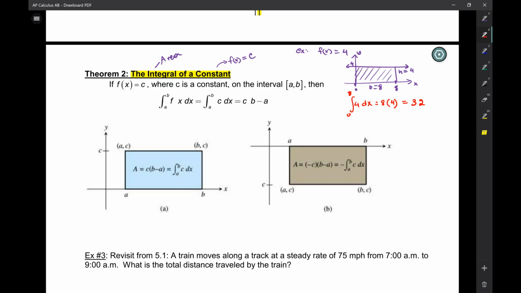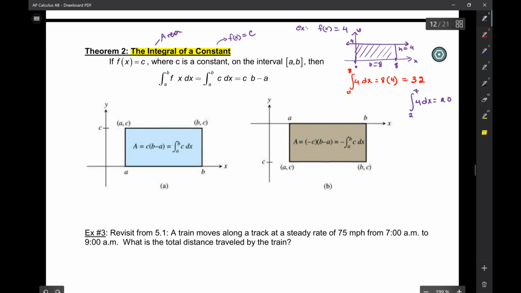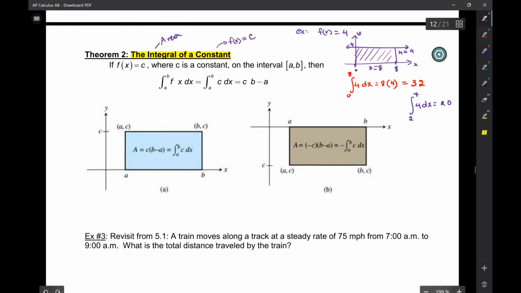Okay? So now, if I were to ask you, find the area from 2 to 7 of 4 dx, what would you do? How much is the base? 5 times 4 this time, 20. All right? So just base times height. So this is what all this is telling us.